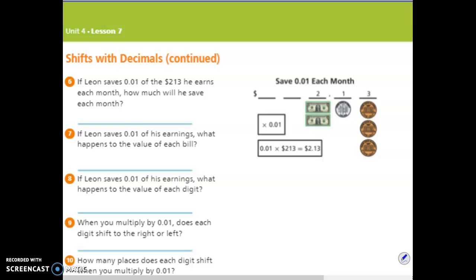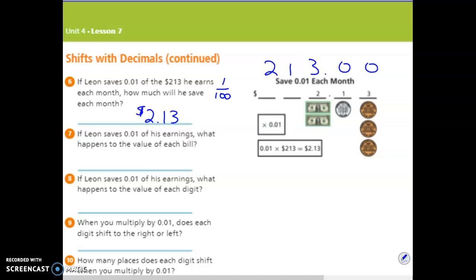All right, turn your page to 178. Again, I'm going to write the original number up above here. The original number was $213. Now in number 6, he saves 1/100th of it. Again, you could think of it as 1/100th like this, or if you think about it as percent, it would be 1%. So how much is it now? Now it's $2.13.